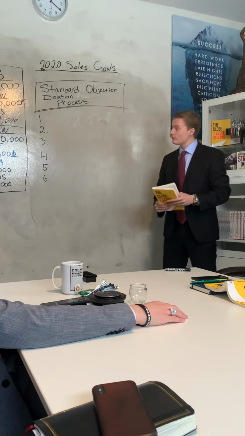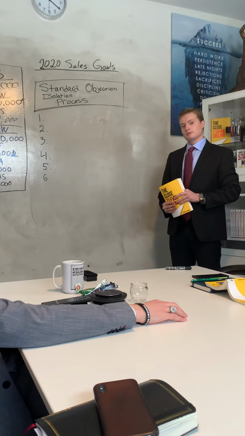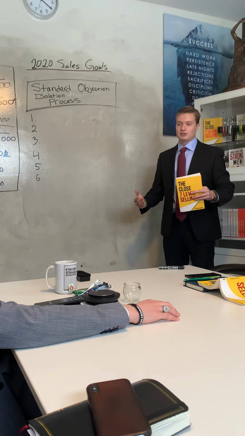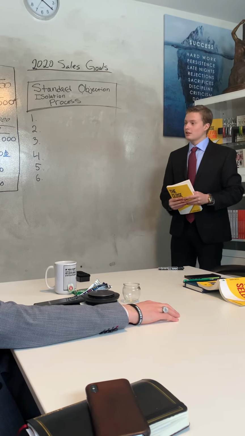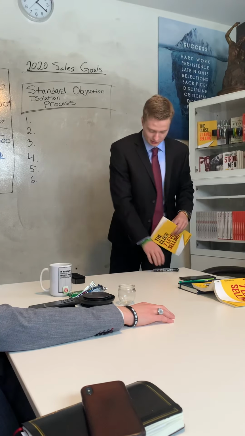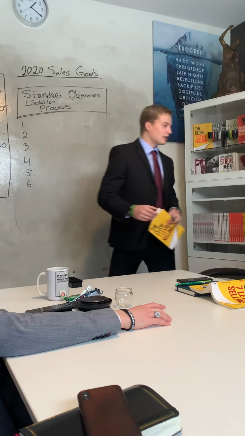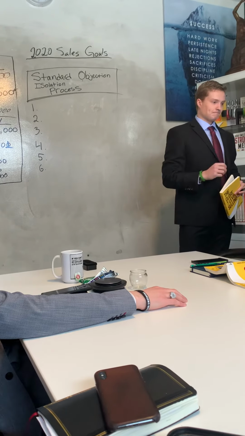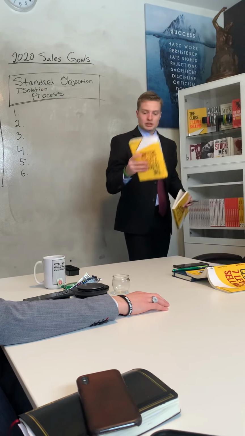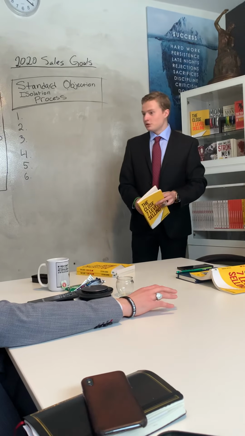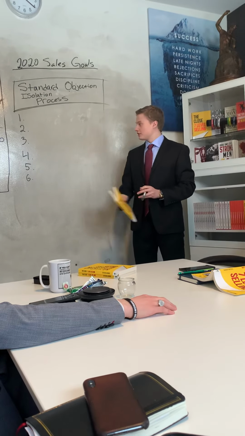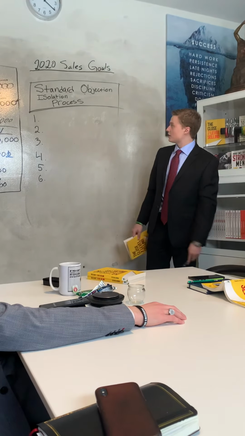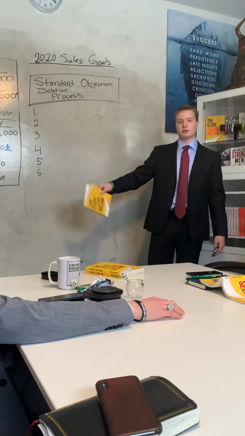So today we are talking about the standard objection isolation process. Who knows what an objection is here? Uncertainty. Perfect. I will teach you guys. Jake, can you grab me 2 books? I'm going to need 2 volunteers to come up with me. There are 6 parts to the standard objection isolation process, and we're going to run through it with a role play.